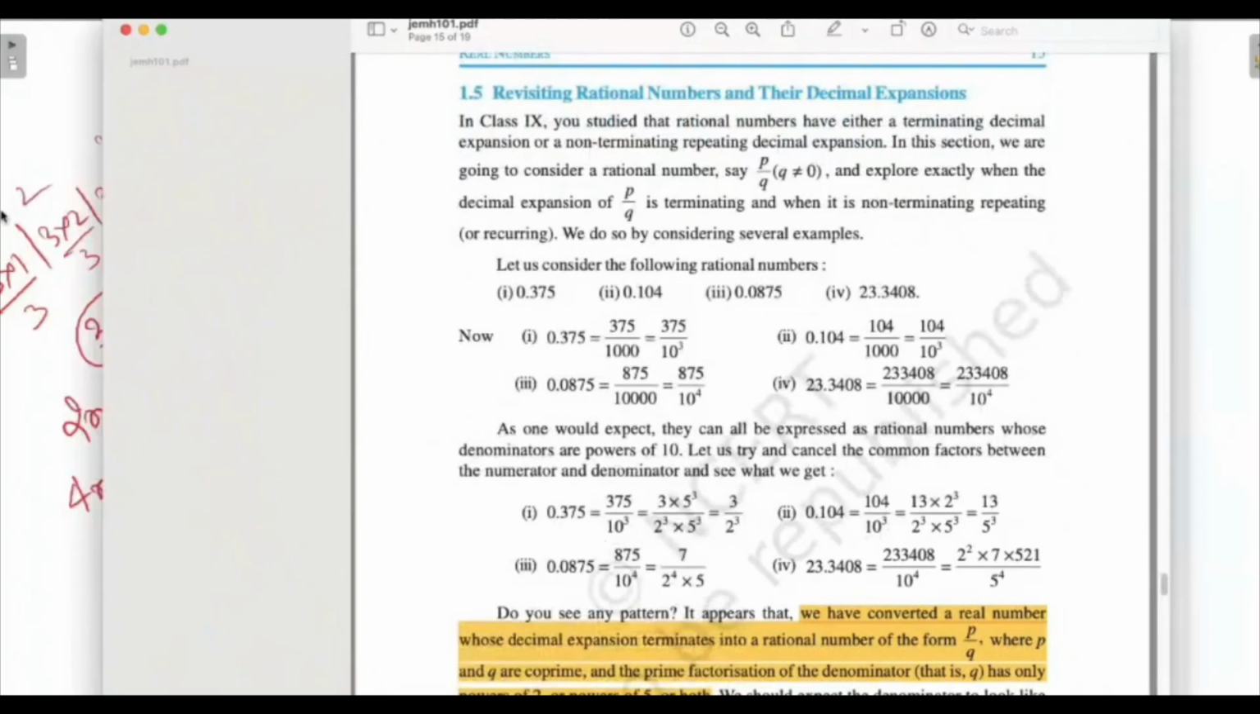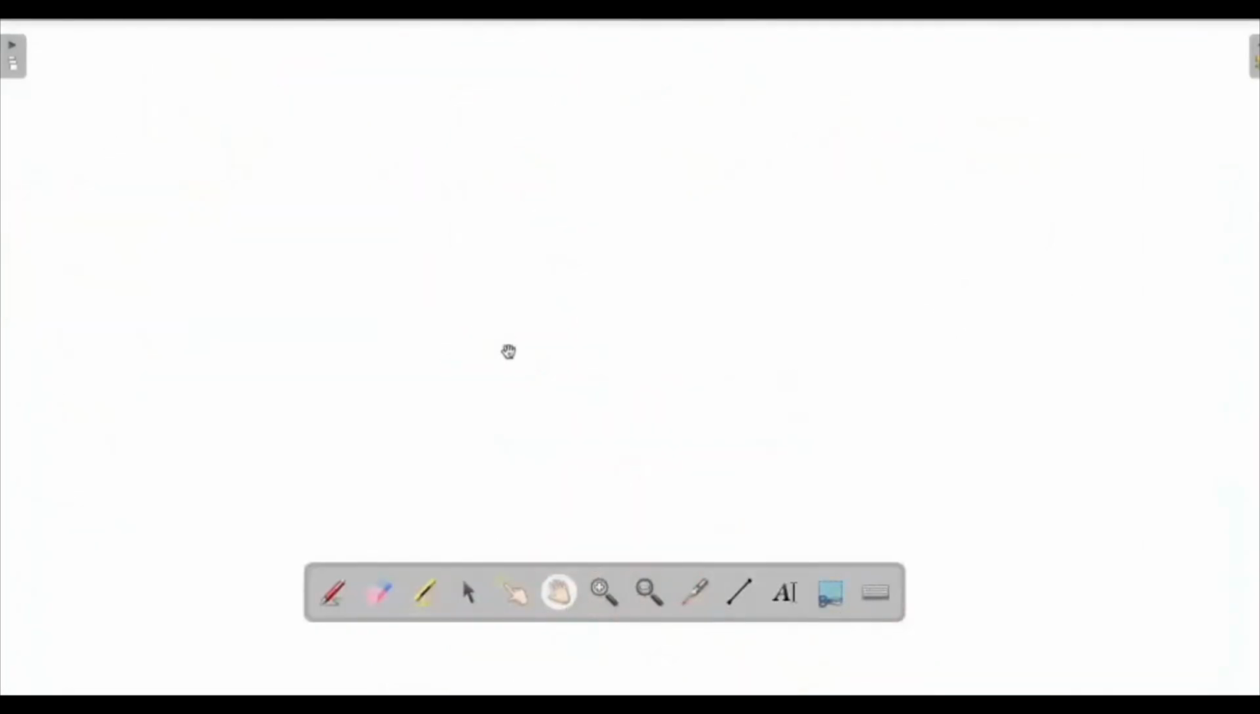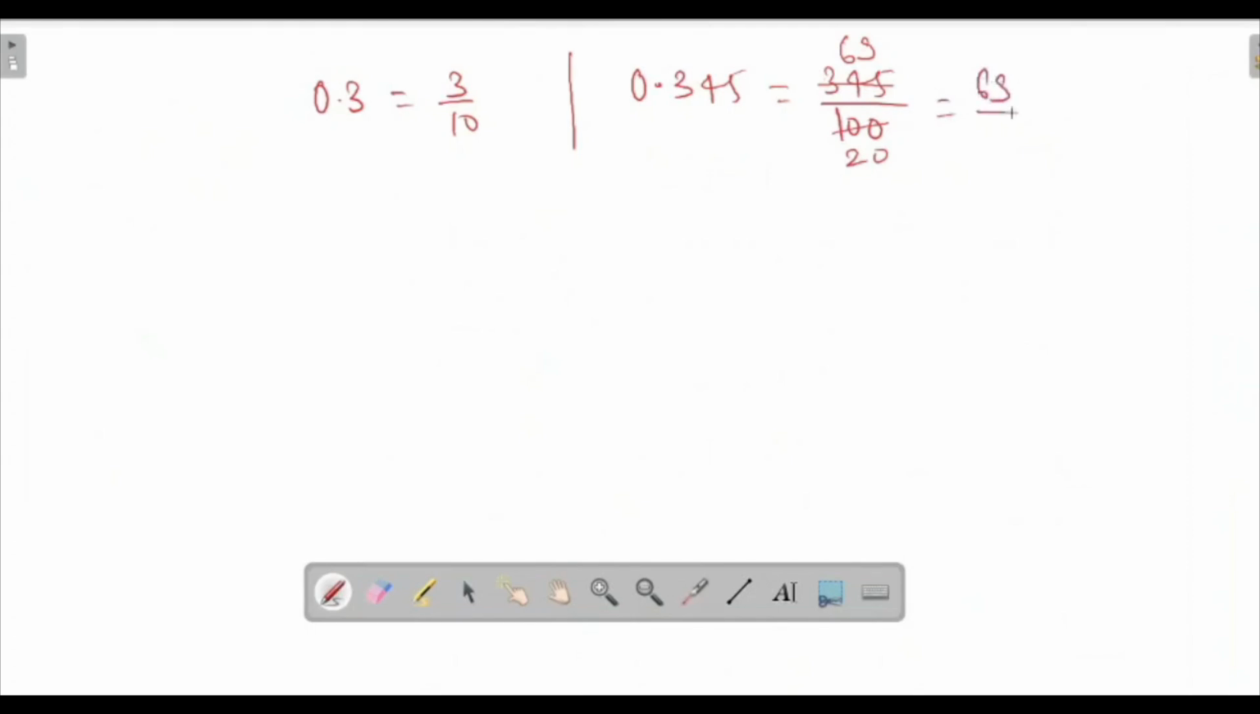So what it is trying to tell you, very in short, I will tell you. See, your rational number could be like this, 0.3, which can be written as 3 by 10, right? This is a rational number. Or you can have a number 3.45 also, which you can write as 345 divided by 100. Now you divide it by 5, what do you get? 5, 6, and then 9. This will be 20, right? So this will be actually equal to 69 by 20 also.